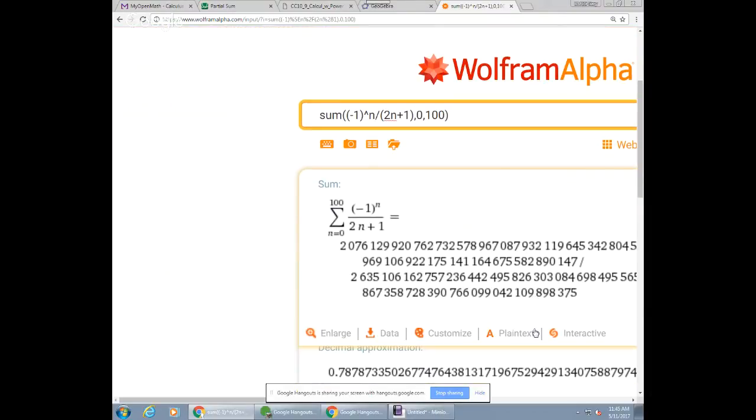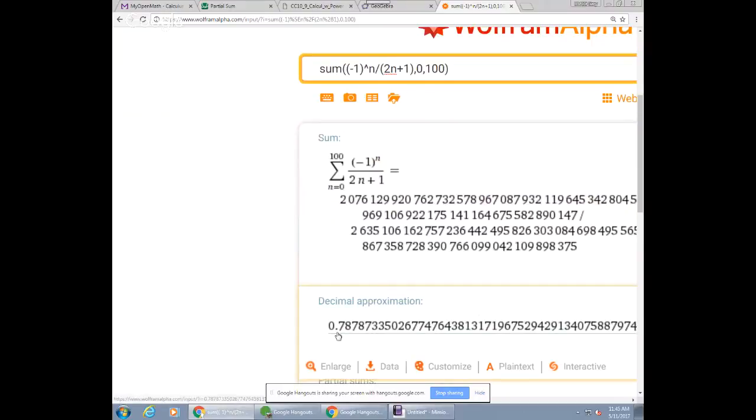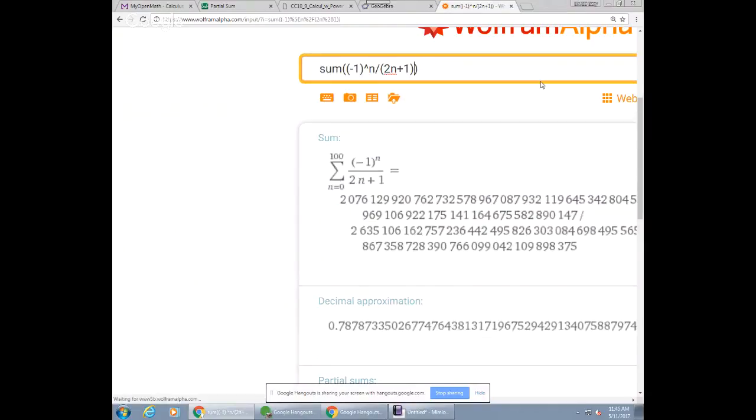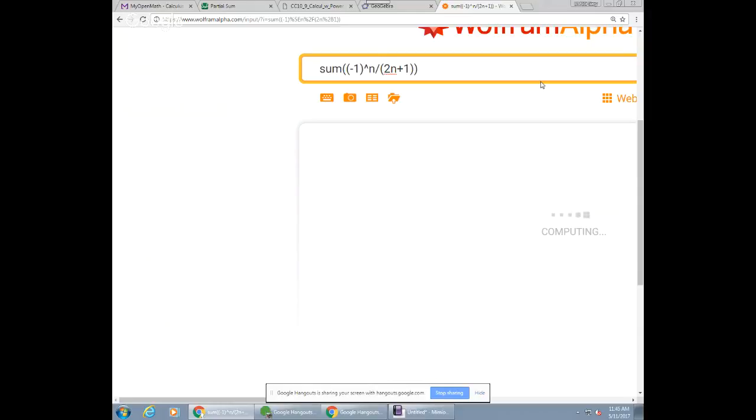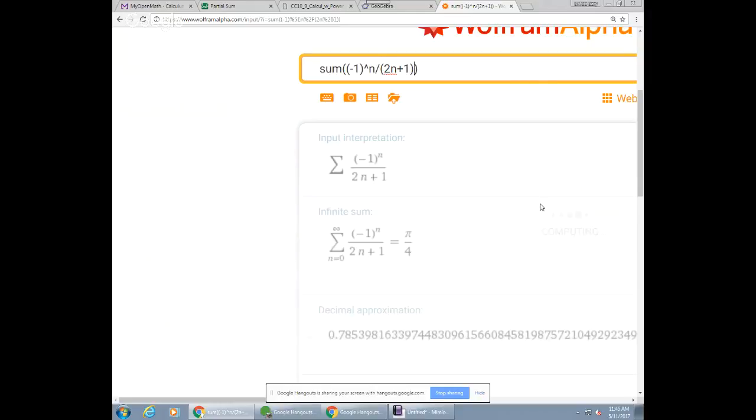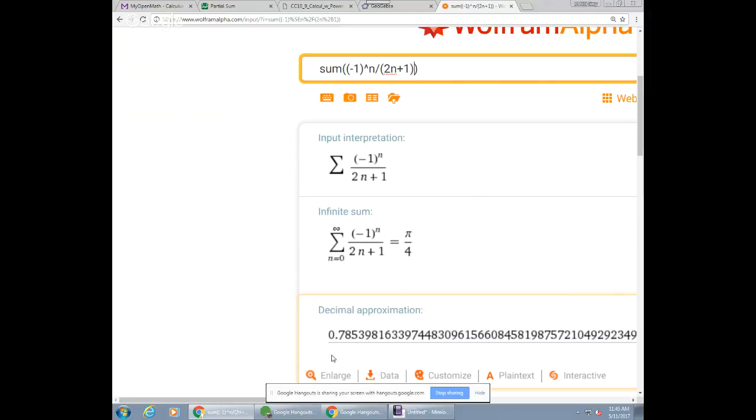It gives me the fraction version. There's the decimal version, 0.7878. Interesting. If I just ditch boundaries, Wolfram Alpha will take it to infinity for me. And if it recognizes it, it will say, oh yeah, that's pi over 4, 0.785-ish. Okay. I went out 100 terms. I got it to 2 decimal places.